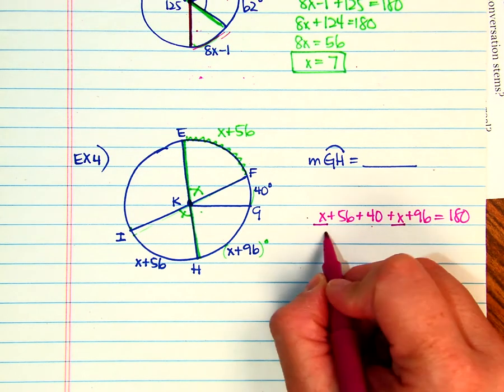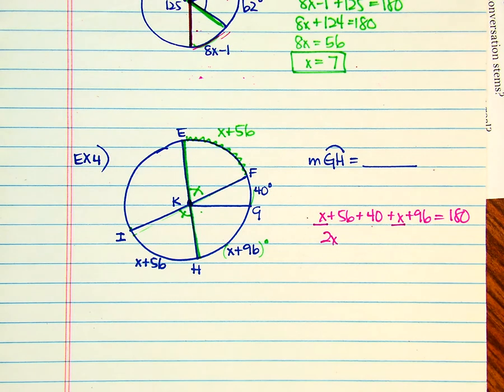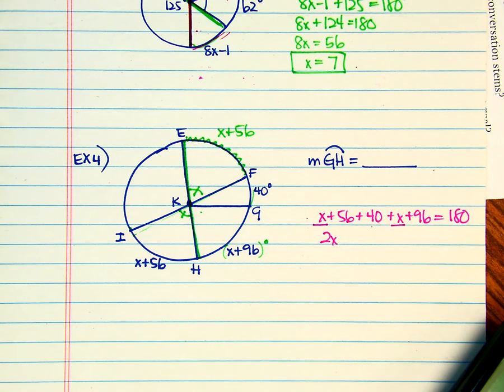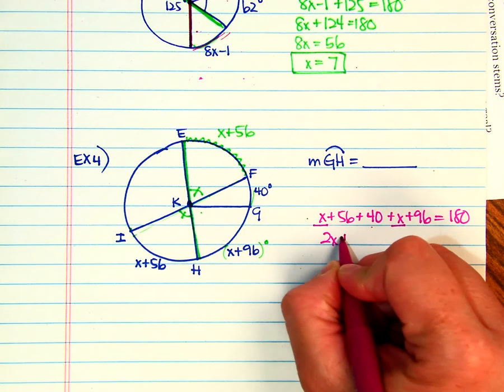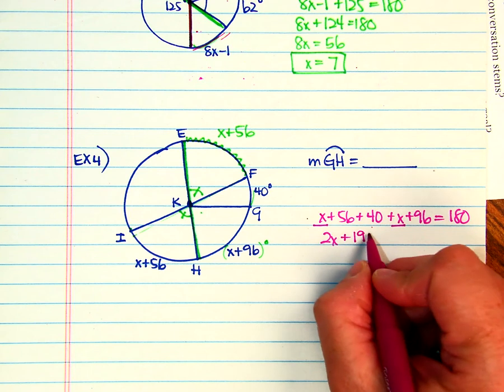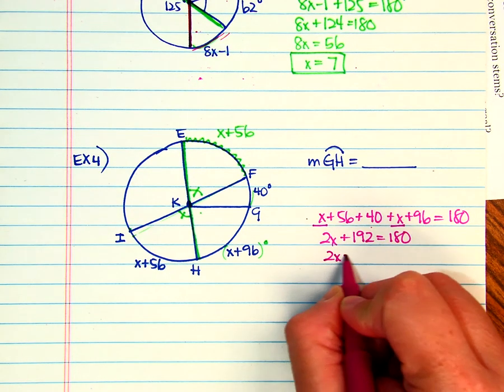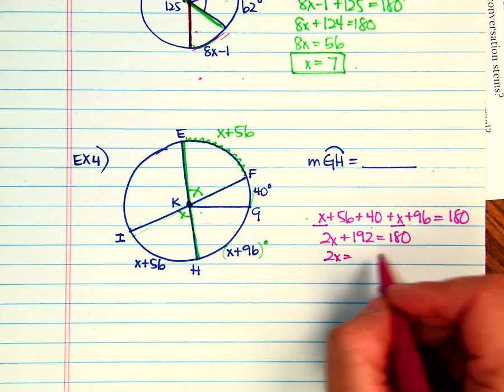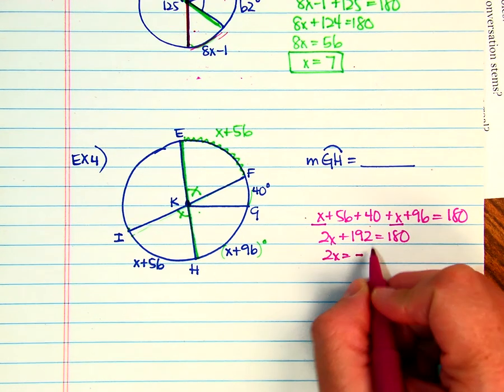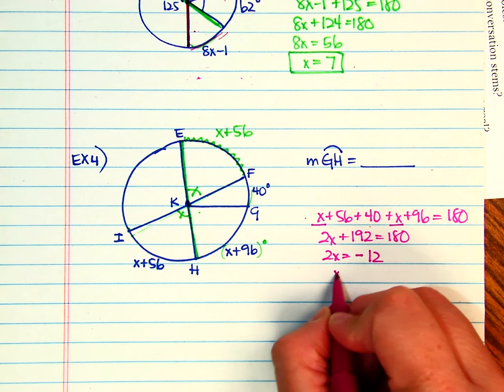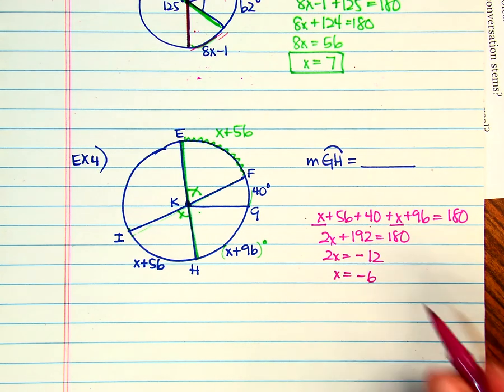Combining like terms, I have 2x. 56 plus 40 equals 96. 96 times 2 equals 192. So 2x equals, I'm going to subtract 192 from both sides. It gives me negative 12. So x equals negative 6.